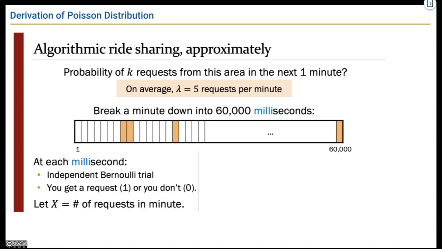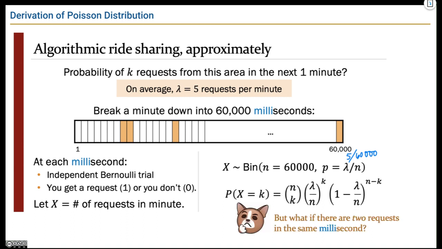And so again, I can say, let X be my number of requests in a minute. I'm either getting a request or I don't get a request in each millisecond. And again, I can model this as a binomial distribution. This time n is 60,000 and p is 5 divided by 60,000. I'm just putting it here in terms of lambda and n so you can start to see a pattern. And then the probability that I get, let's say, 10 requests in the next minute would just be plugging in 10 here for k.